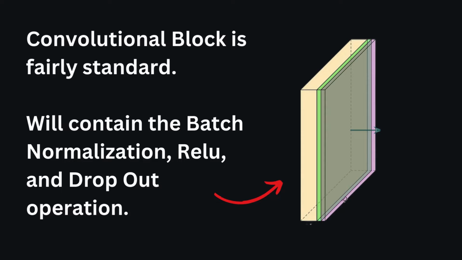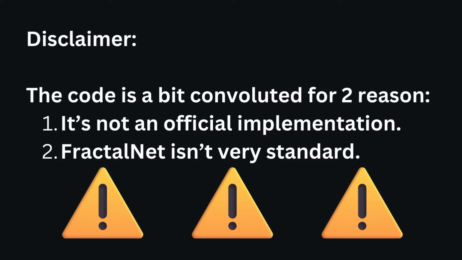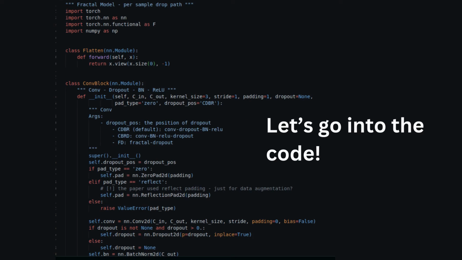Finally, the convolution block is fairly standard. It's just a contained batch norm, ReLU, and dropout operation within a single class. Before we jump into the code, some disclaimers. The code is a bit hard to understand because it's not an official implementation, because FractalNet is not a straightforward sequential neural network. The fact that there's branching going on in the structure makes it very hard to reason about, and also there's very little documentation on the implementation we'll see. So we'll go very slowly. Okay, let's jump into the code now.